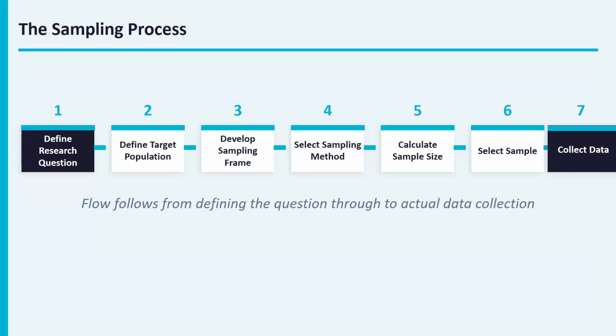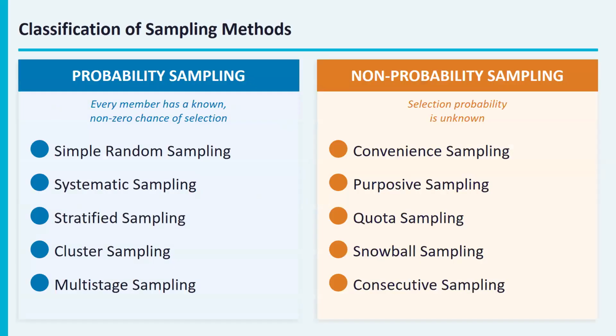This is the sampling process. First of all, we have to define the research question. Then we define the target population. Then we develop the sampling frame and select the sampling method. We calculate the sample size. And then according to that size, we select our sample and collect the data. So the flow follows from defining the question through to actual data collection.